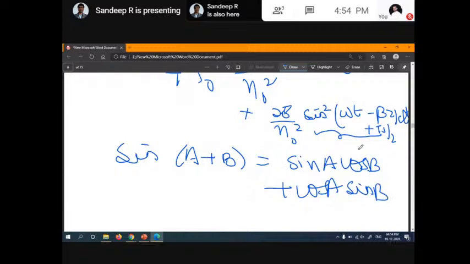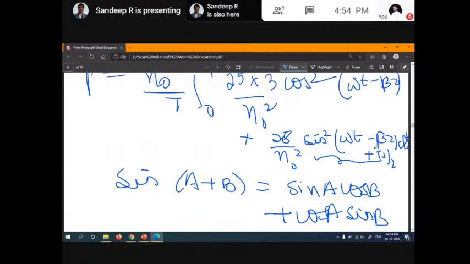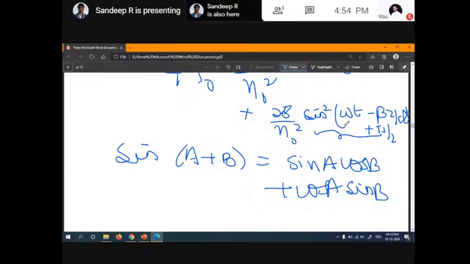When you expand this, sin A is omega t minus beta z, cos B is cos of pi by 2. So the first term becomes 0. The second term, cos of omega t minus beta z times sin of pi by 2, becomes cos of omega t minus beta z. So cos of pi by 2 is 0, sin of pi by 2 is 1.